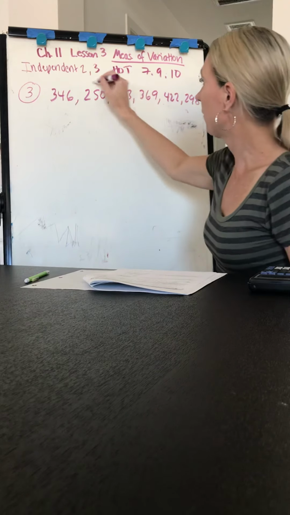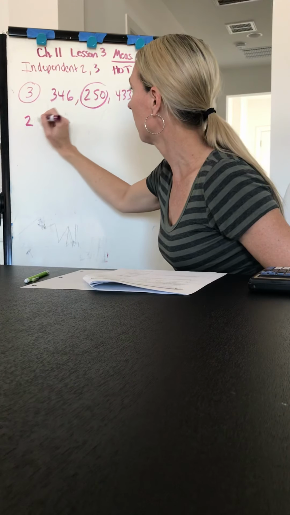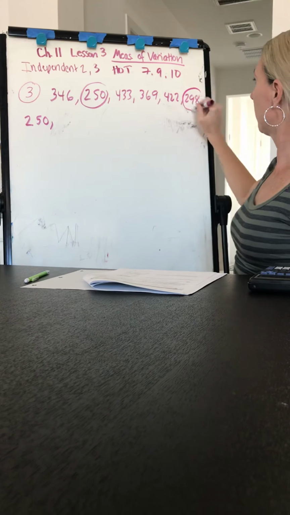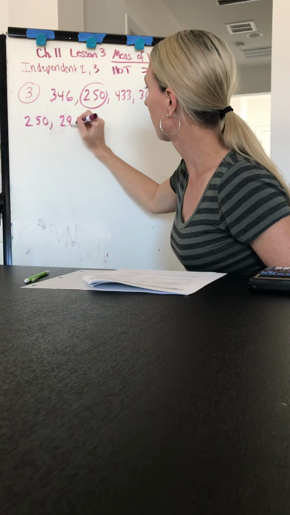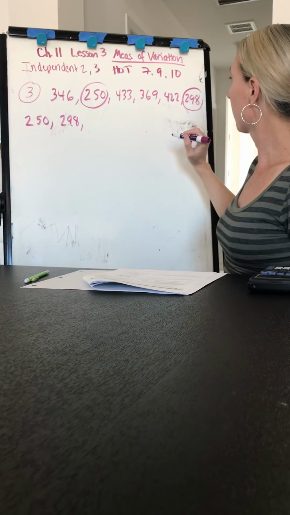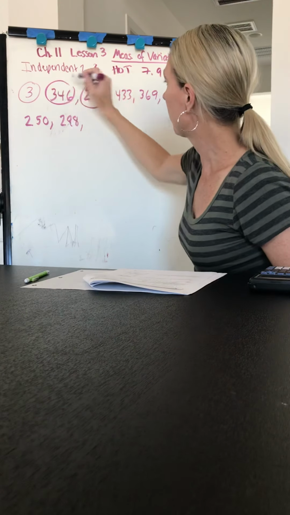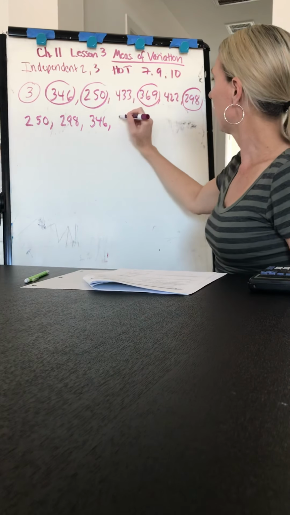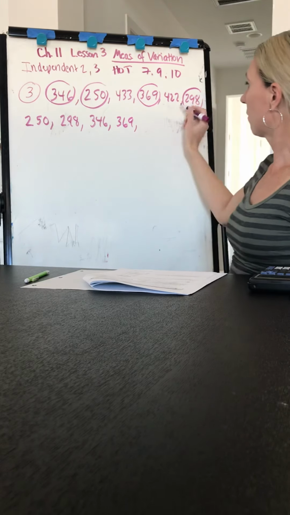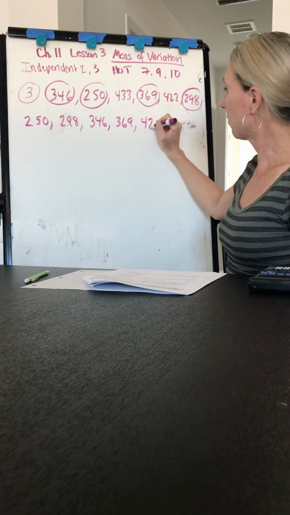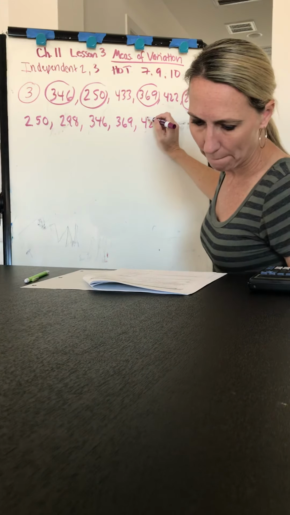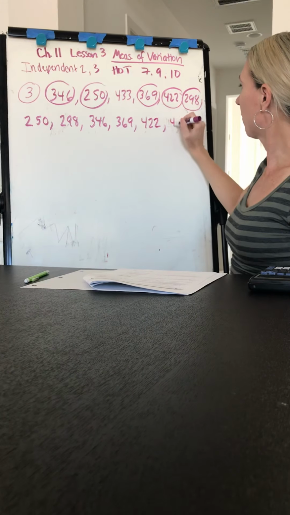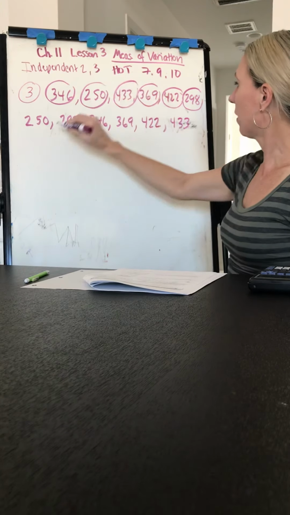250. 250's first, so right here. Then 298, good. Okay, then 346. Then 369, good. Then 427. I think that's 422. Yeah, sorry, bad handwriting. It's 422, and then 433. Okay, so we got all of our data.